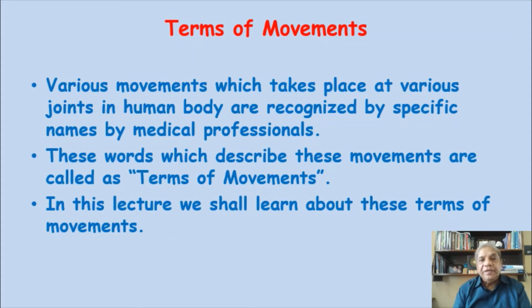Now the various movements which take place at various joints in the human body are recognized in medical science by specific names, by the people who are working in the health professions. Not only doctors, but paramedical people, nurses and all others, even the researchers who are working in medical science, use these terms. These words which describe these movements are called terms of movement, that I have already explained to you. In this lecture we shall learn about these terms of movement.